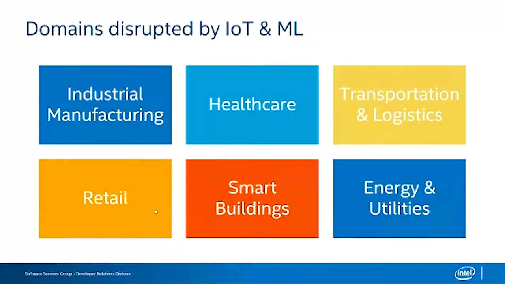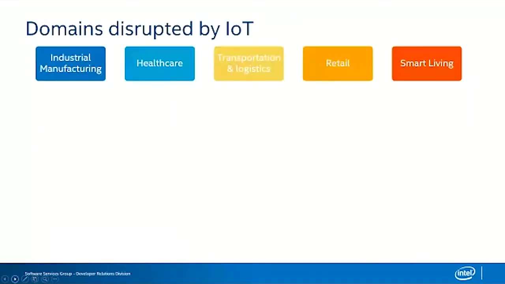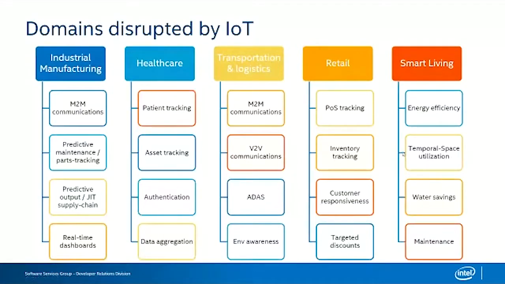The area that our team really works on is squarely around industrial manufacturing, transportation, smart building, energy, utilities, retail. So if I take a look at industrial manufacturing, currently this area has a component stack that's around machine-to-machine communications.